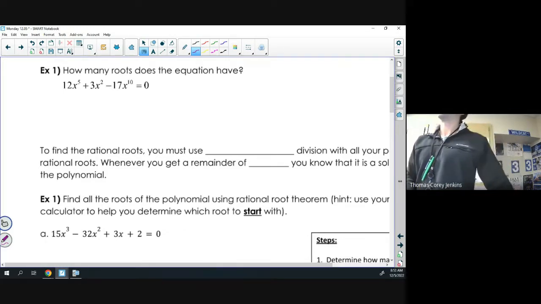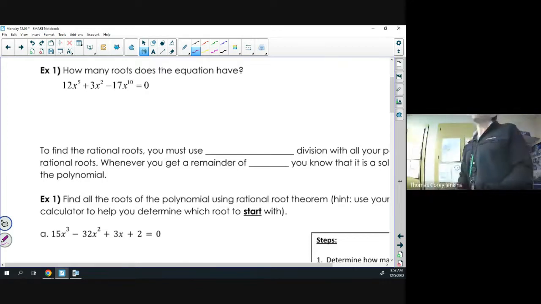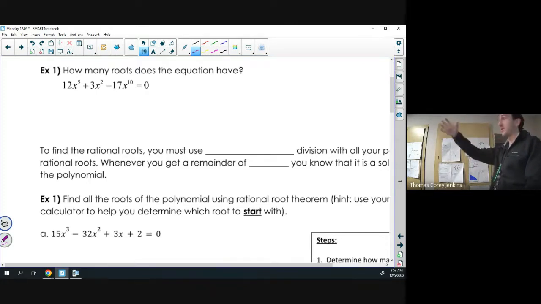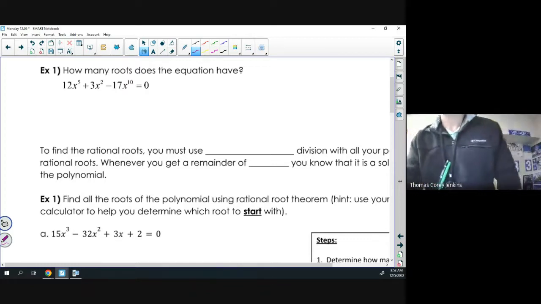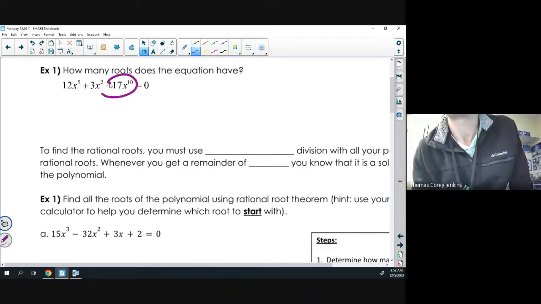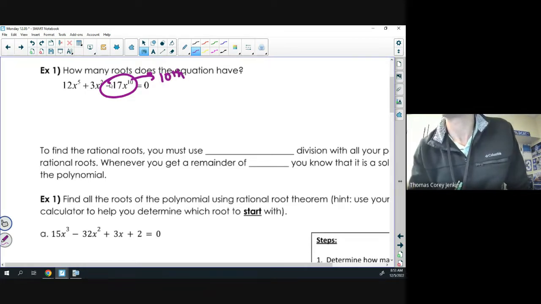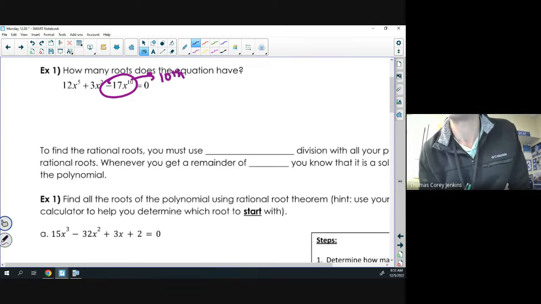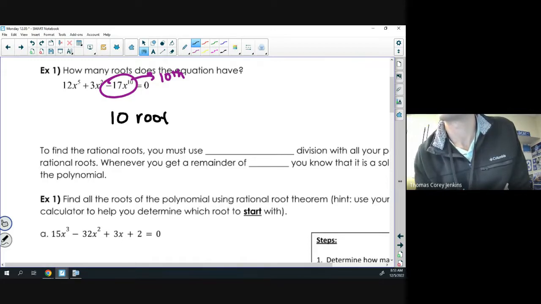What is it? It's higher than 5th degree. So what are we missing? So what would it be if it's not 5th degree? 10th degree, right? So my highest degree term, even though it's written in the back, does determine my degree, right? So this term right here says it's a 10th degree polynomial. And according to our theorem, it has 10 roots. Okay, so 10 roots.